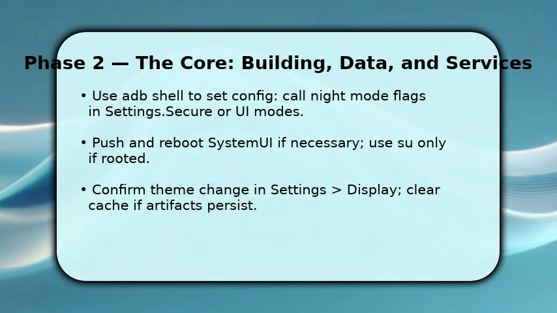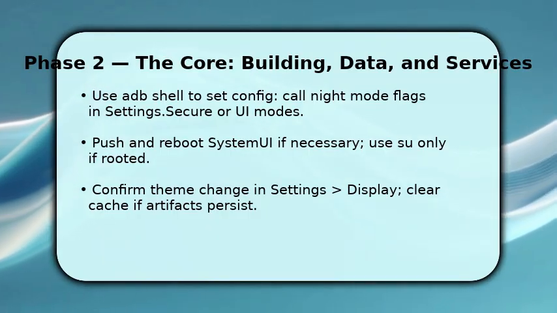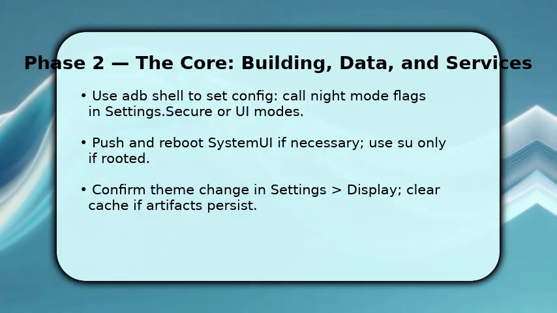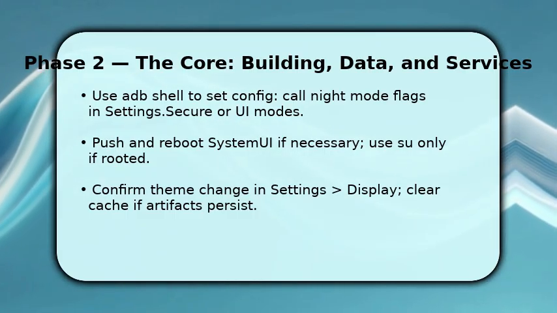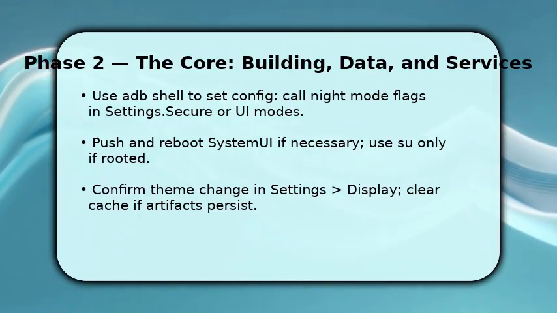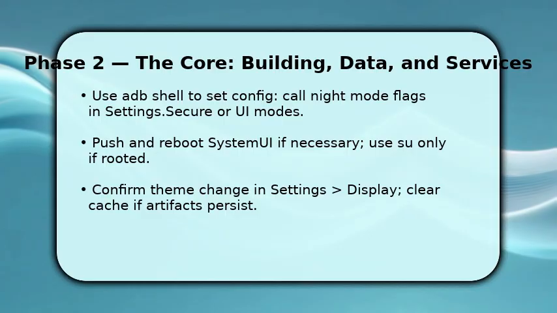You now change the system UI configuration. Run ADB shell commands to modify night mode flags in settings. Secure or the UI mode manager. This forces the system theme to dark. If the phone requires, push a modified system UI dump and then reboot system UI or the phone. Rooted devices allow SU, while unrooted methods rely on ADB permissions.